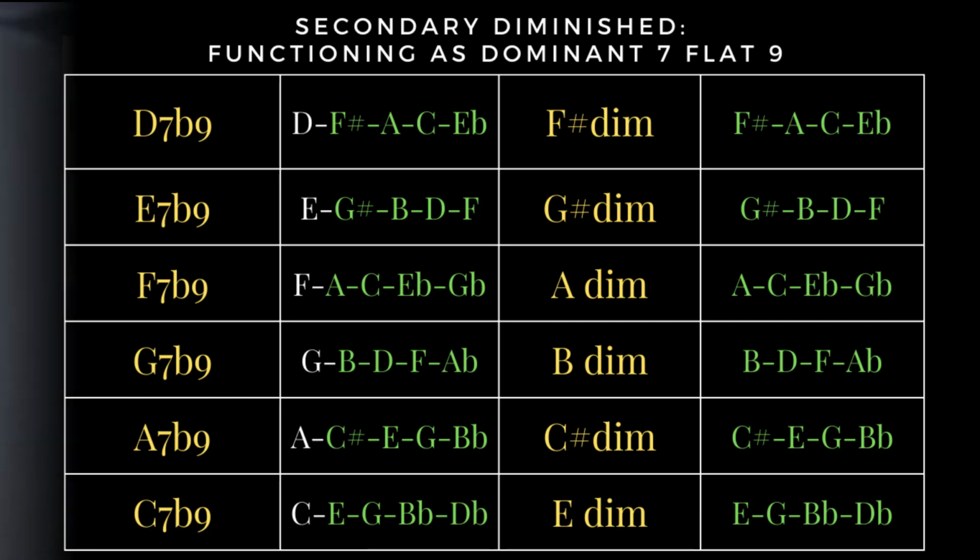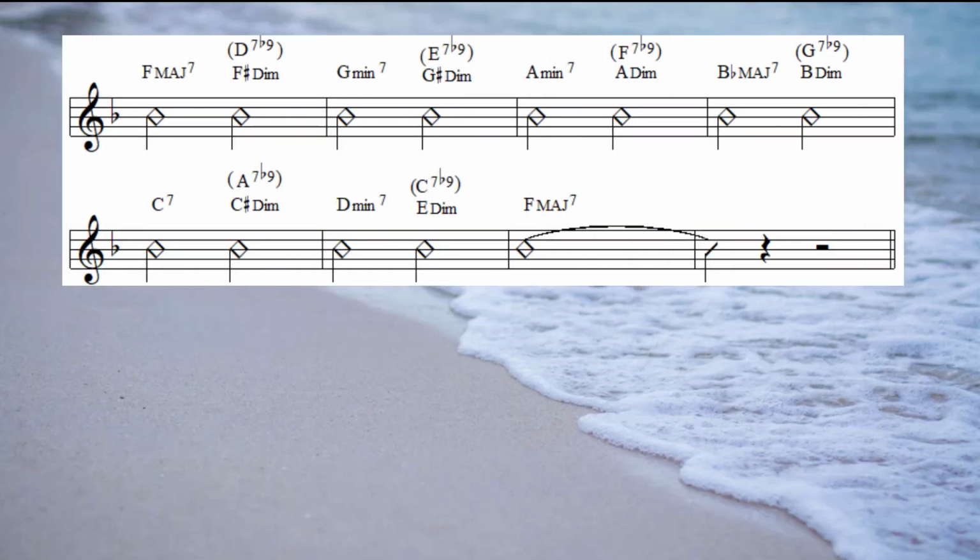If we have a look at the chord sequence on the screen, you'll see I have F major 7th moving to F sharp diminished. And the notes in that F sharp diminished are exactly the same notes as D7 flat 9, except it doesn't contain the note D. And this is the same situation all the way along that progression.